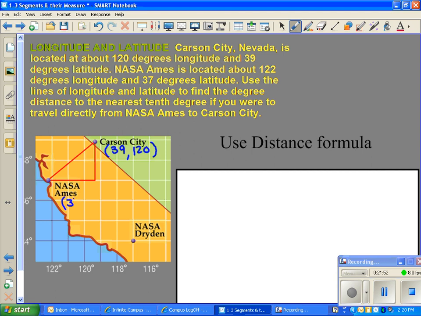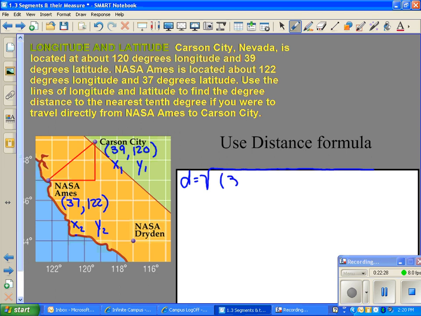And then NASA is at 37 degrees latitude and 122 degrees longitude. Okay? So all you have to do is the distance formula. Not too bad. I'm not going to rewrite the formula. I'm going to take my x values and call these the 1s, and I'm going to call these the 2s. Make sure your little subscript is at the bottom of the variable and not the top, because that means something completely different. It means you're squaring it instead of just labeling information.